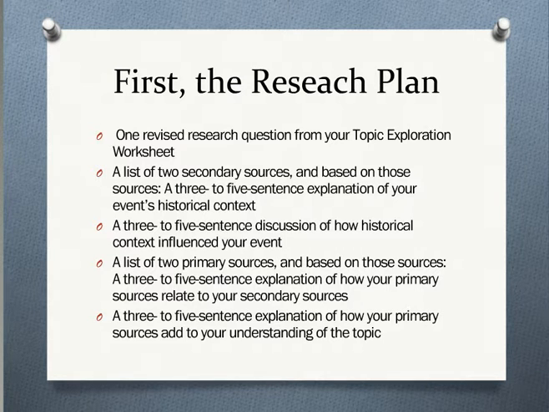All right, so this is what we're asking you to do in the first part, the research plan part, and it sounds like a lot overall because we want you to include a revised research question, list your 2 secondary sources, a 3 to 5 sentence explanation of your event's historical context, a 3 to 5 sentence discussion of how its historical context influenced your event, your list of primary sources, your 2 primary sources, another 3 to 5 sentence explanation of how these sources relate to your secondary sources, and finally yet another 3 to 5 sentence explanation of how your primary sources add to your understanding of the topic.